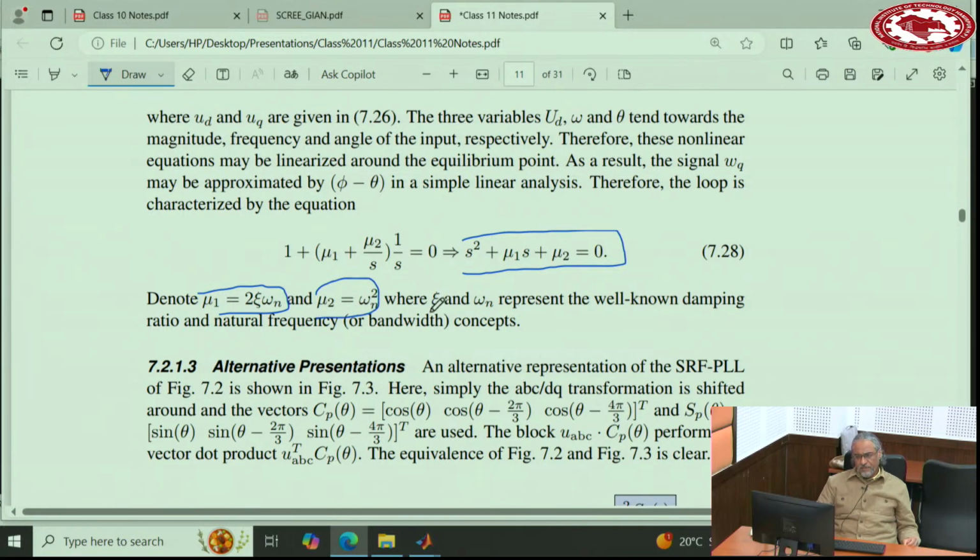So you have a damping ratio and a natural frequency, which you need to choose. Damping ratio, you know what are the criteria for choosing a damping ratio. And this omega n represents the bandwidth of your PLL. So you choose them, and then by choosing that, you calculate mu1 and mu2.